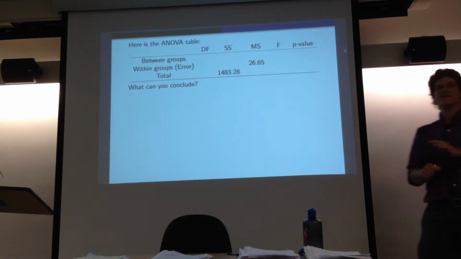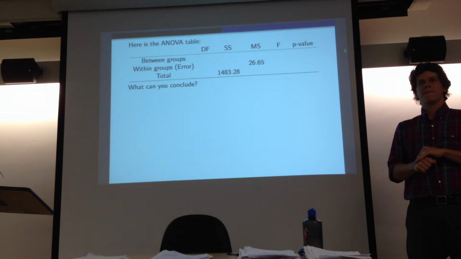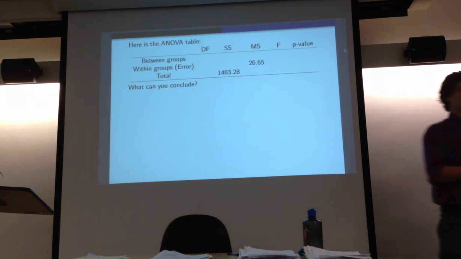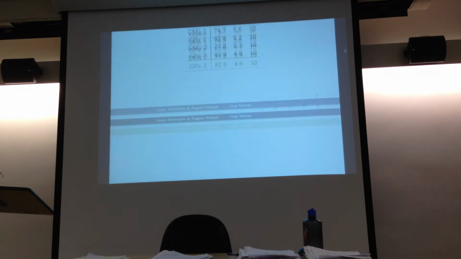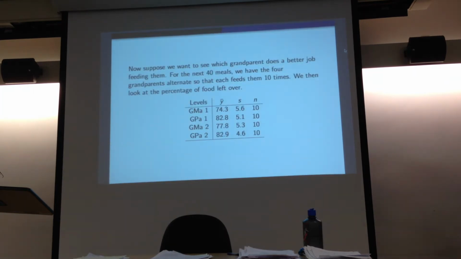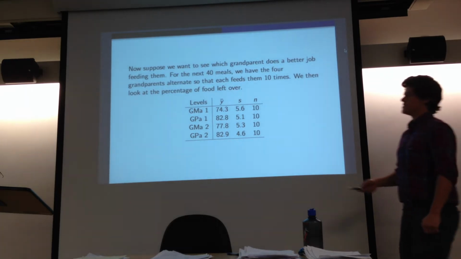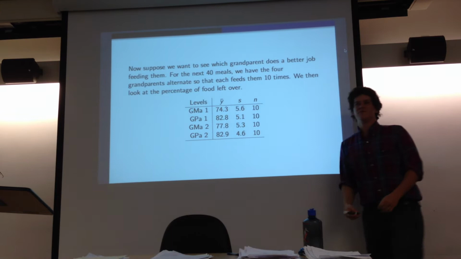So what kind of ANOVA is this? So we're just doing one way here because we just have one factor. So what's our one factor here? Grandparent. It's just grandparent, right? And our response is mean food left over.